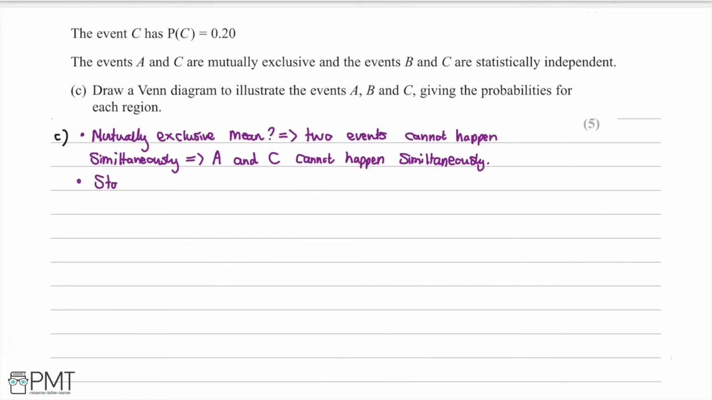So writing that down, statistically independent just has the same meaning as independent. So therefore, in our case, we have that B and C are independent.